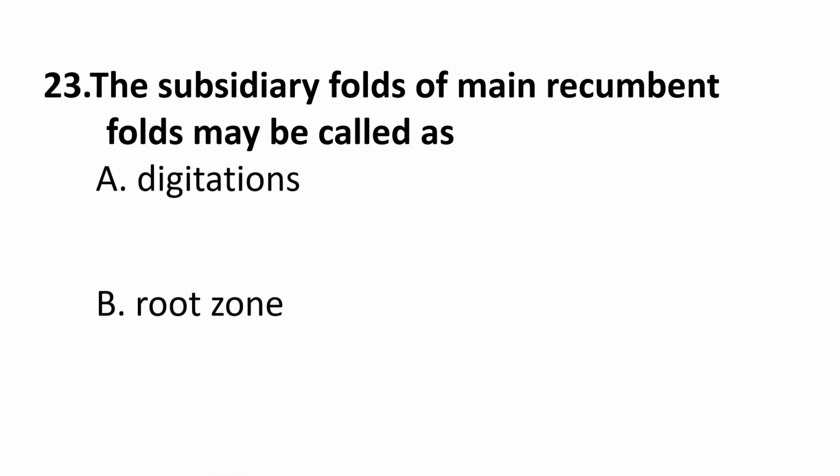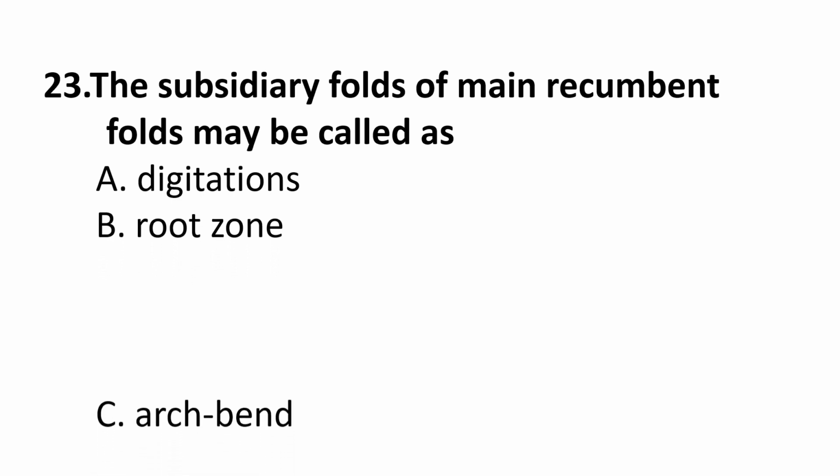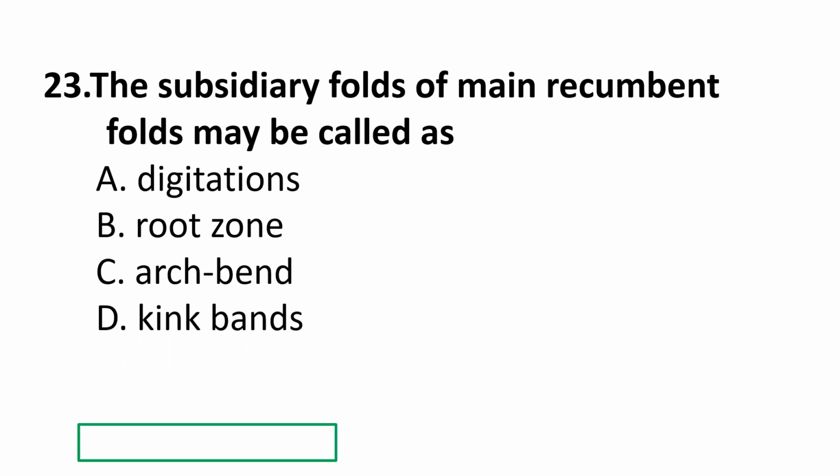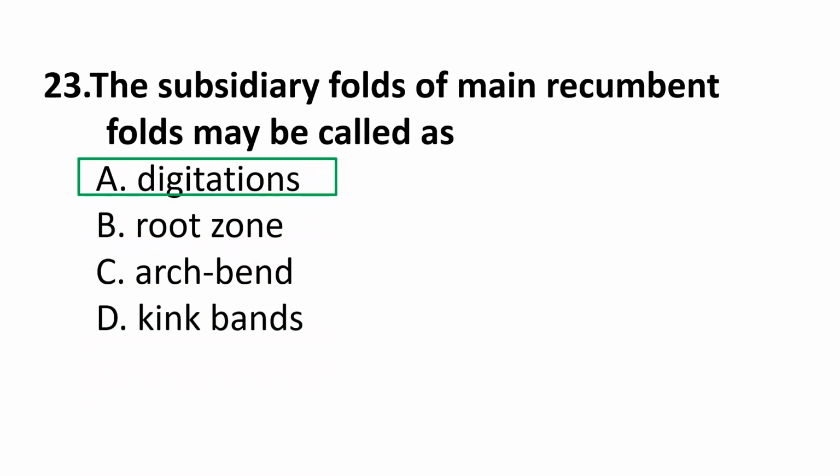23rd question, the subsidiary folds of main recumbent folds may be called as. Choices are A, digitations, B, root zone, C, arch bend, D, kink bands. The correct answer is A, digitations.